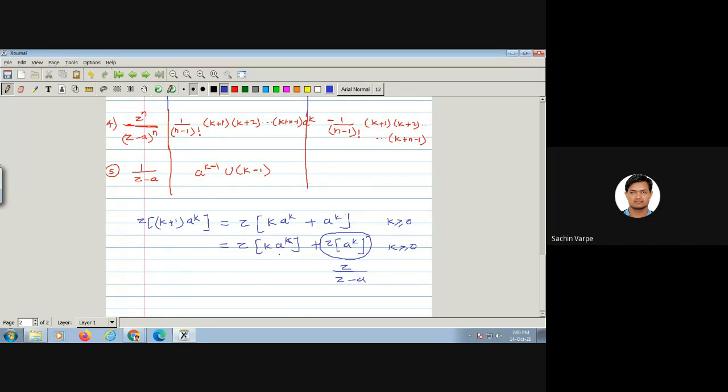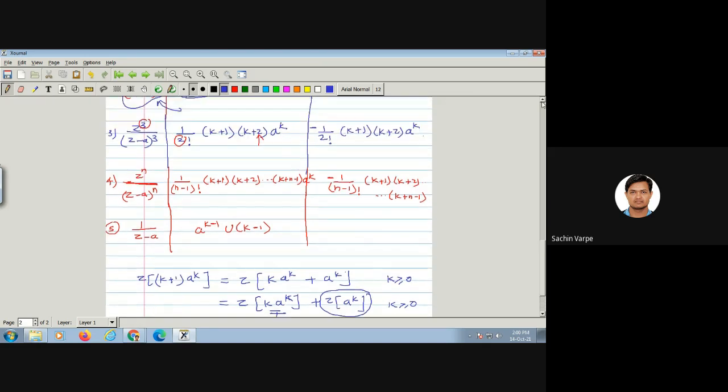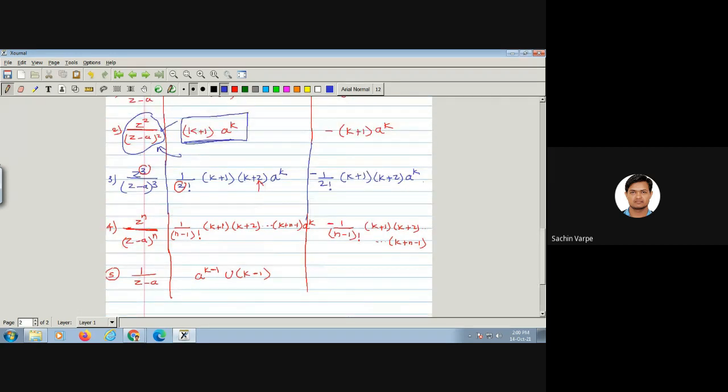And how do I find the z transform of k a raised to k? With the help of the multiplication by power of k theorem, differentiation, that is nothing but minus z d/dz of the z transform of a raised to k, that is z upon z minus a. When we find the derivative and simplify, you will get z square upon z minus a the whole square. Is the point clear to everyone?